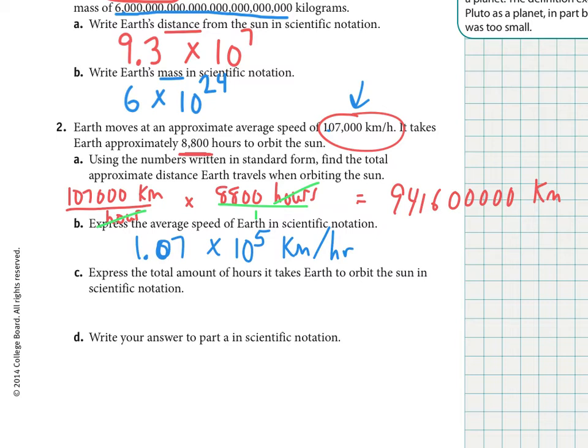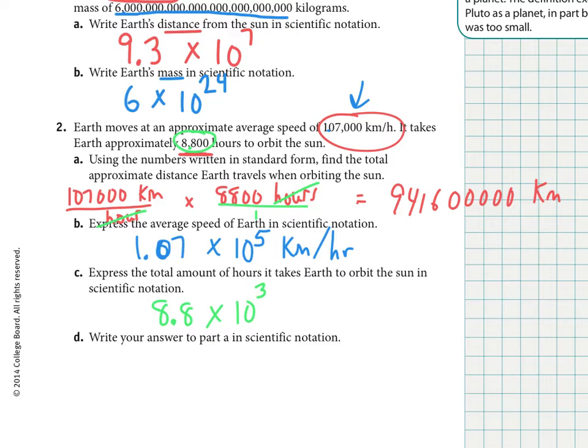Okay, let's see, what else do they want us to do? Express the total amount of hours it takes in scientific notation. So this 8,800 in scientific notation would have to be 8.8 times 10 to the, if the decimal was between the 8s, it'd be times 10 to the 3rd. Okay, and now write our answer to part A in scientific notation as well.